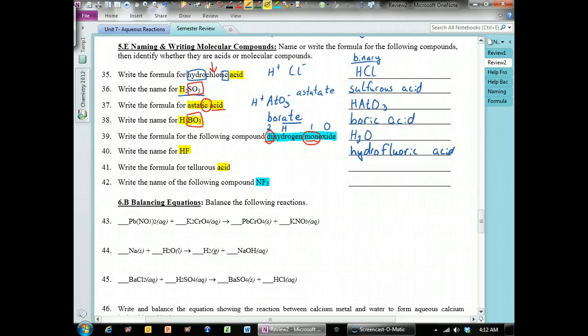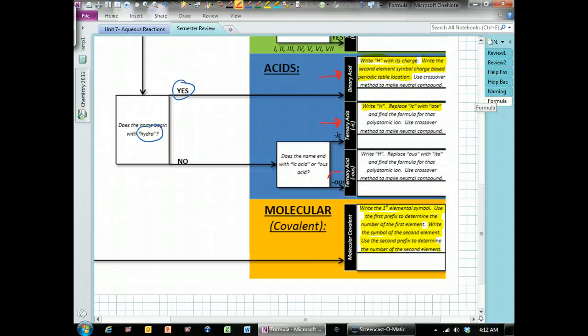The next one, tellurous acid. Key in on the last three letters, the OUS. So when we're writing the formula, we're ending up in the OUS section. And we're going to follow this box, which is write H. H has a +1 charge. We're going to replace ous with ite. So what they're talking about is the name tellurous. It's going to be tellurite. And we're going to need to find the formula for tellurite on the polyatomic ion chart.